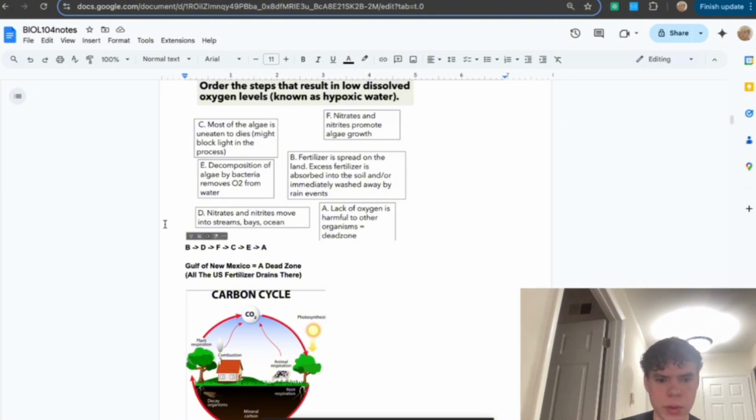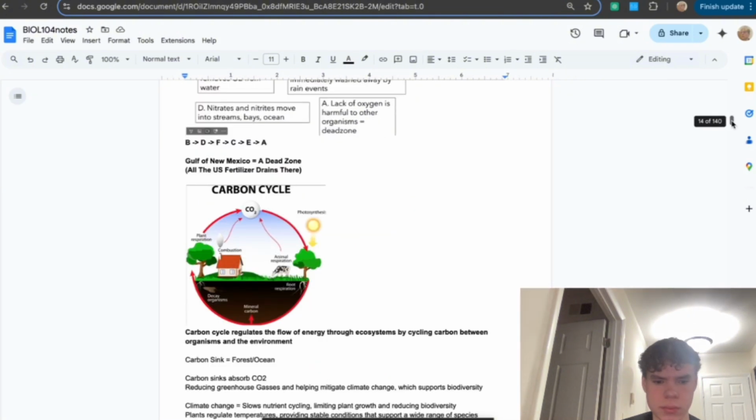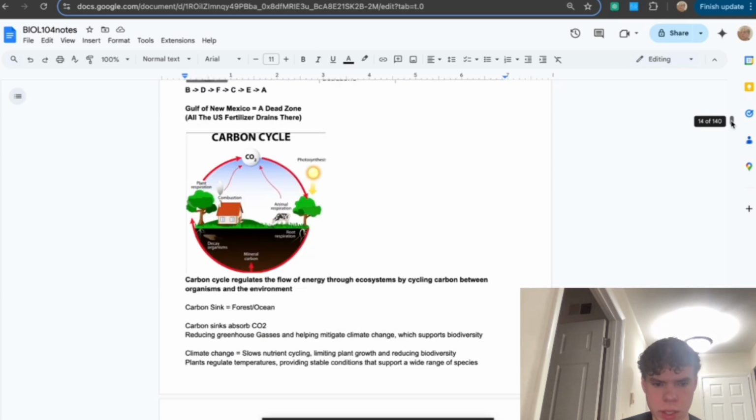So I think so. Order the steps: fertilizer, nitrates and nitrites move into the ocean, promote algae growth. Most of the algae is uneaten and dies. Can also block light too. Decomposition of algae removes O2 from water, and then lack of oxygen, it becomes a dead zone basically.